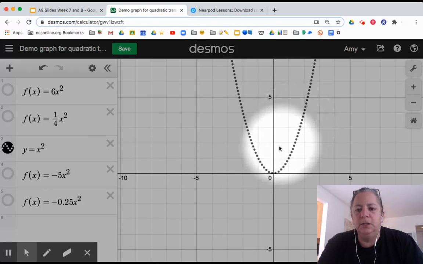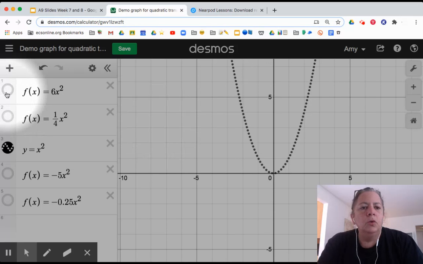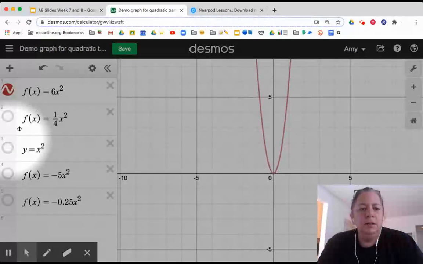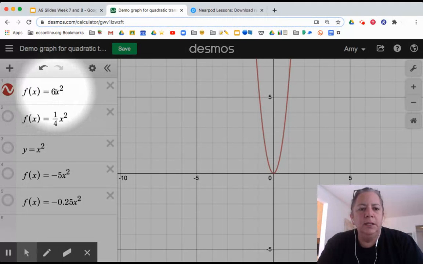This function is the OG function. It's the parent. Everything we talked about is based on this. So f of x equals 6x squared. In this case, we would say that a is 6 because a is the number that comes before the x squared, or it's the number before the parentheses if we're dealing with an example with parentheses.